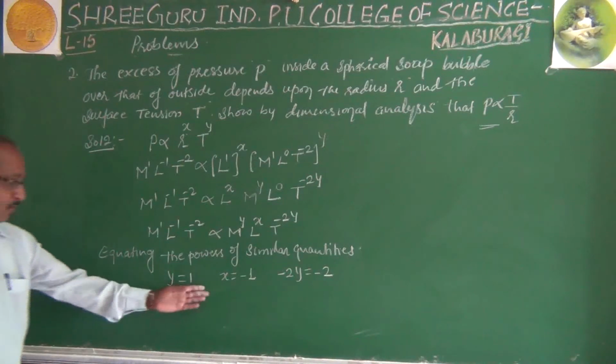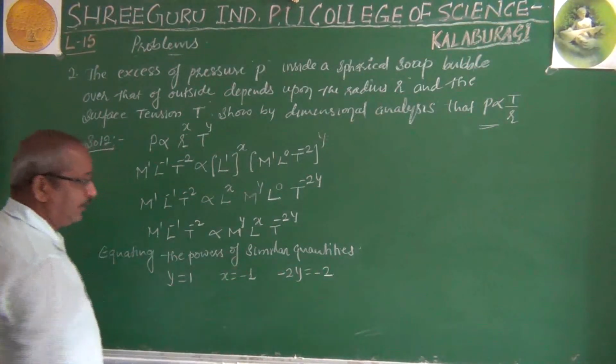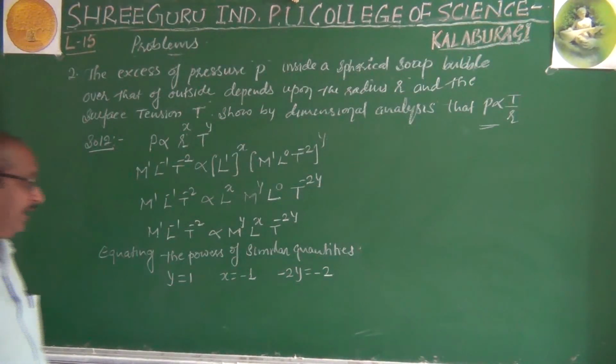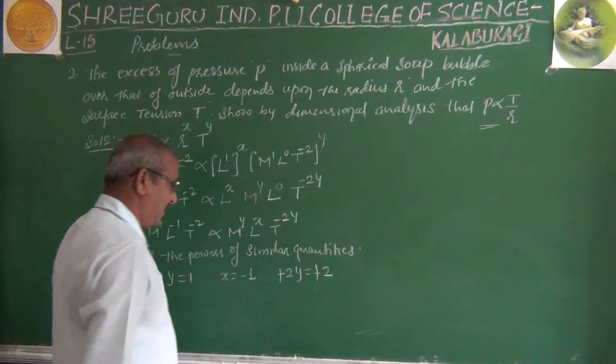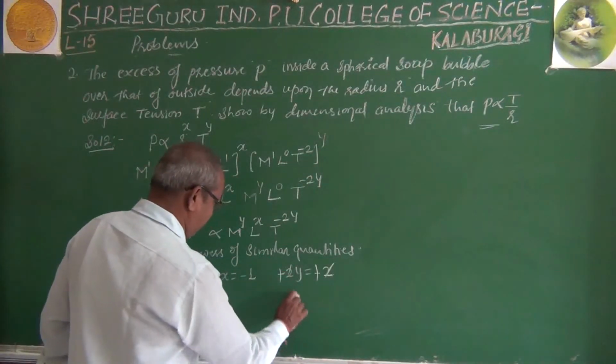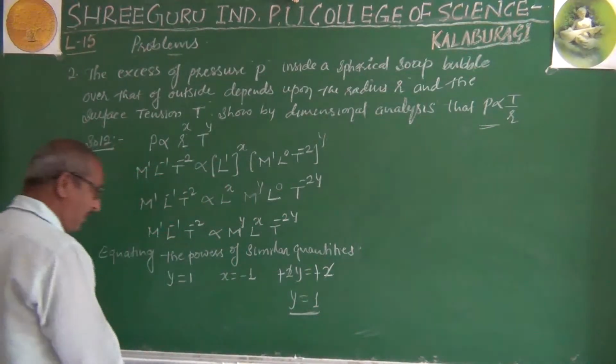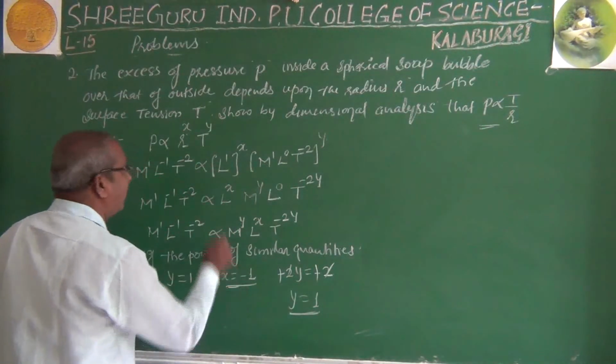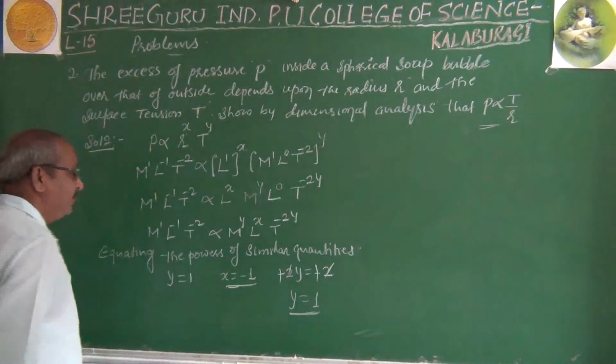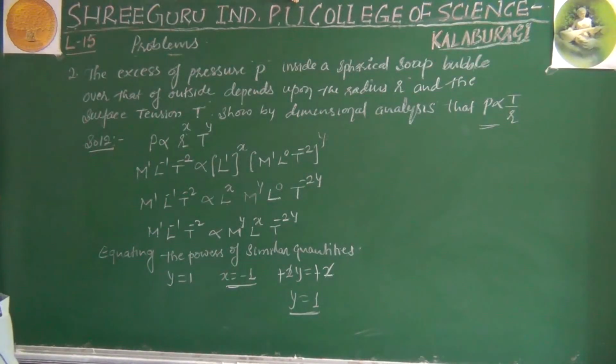So here the y value, we got 1. Here the x value, what did we get? Minus 1. Again, here the minus gets cancelled, the 2 gets cancelled. So therefore y is equal to 1. Now we have to write this y value and x value here. After writing, mathematically you have to simplify.